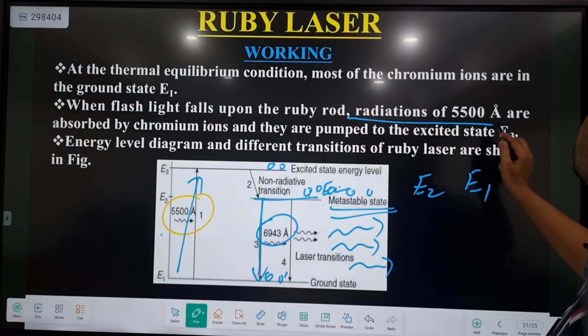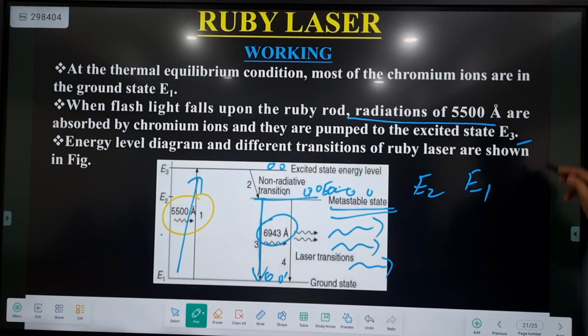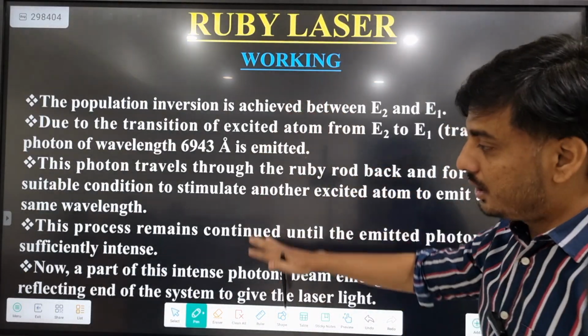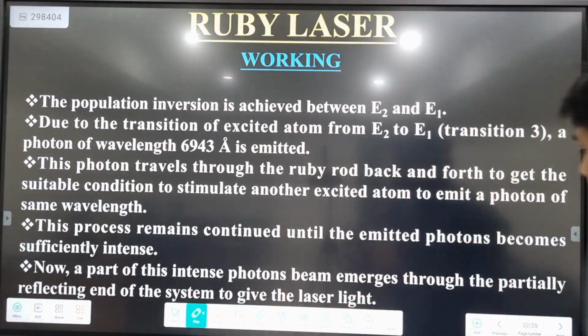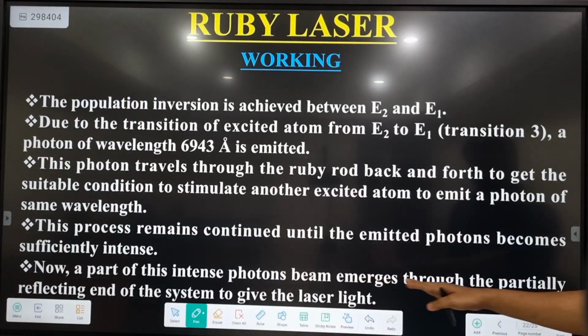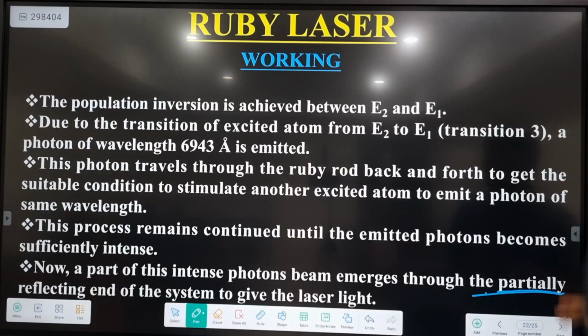You can see radiation of 5500 angstrom falls, so they directly move to E3. Again, the complete working is written here. You can go through that. Now a part of the intense light, when a sufficient amount of light is obtained and the intensity increases, is released through the partially reflecting surface and we get laser. This is the working of the ruby laser.